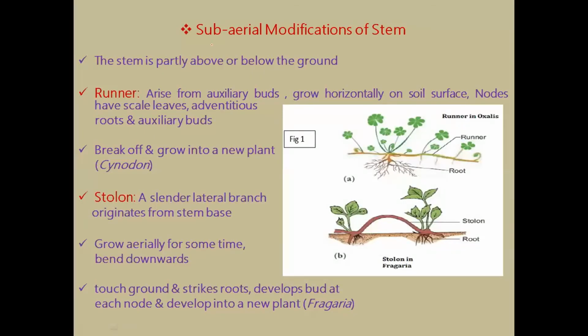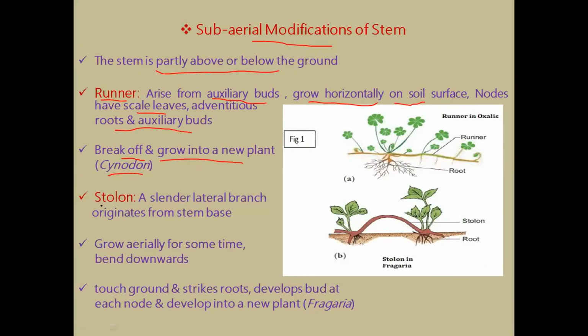Another type of stem modification is known as subaerial stem modification. In this type, the stem is partly present above or below the ground. The first type is runner. Runner arises from the axillary bud. It grows horizontally on the soil surface, and the nodes present in runners have scale leaves. The adventitious roots and axillary buds are also present. The runner breaks off from the parent and grows into a new plant. It is found in Cynodon.